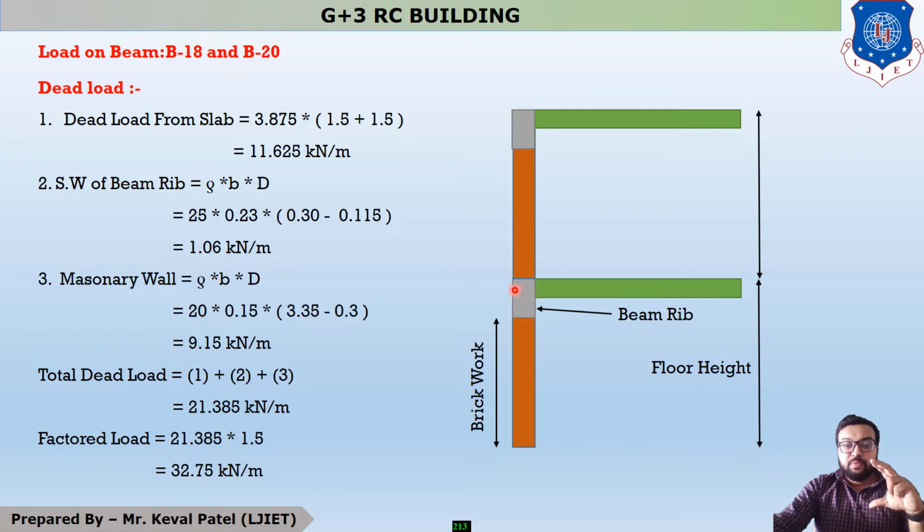So our beam rib means luttock portion is 0.3 minus 0.115. So students, after putting all this value, we have to calculate that your self weight of beam rib is 1.06 kilonewton per meter, and our last load, third load, is masonry wall load. So the equation of masonry wall load is rho into B into capital D. Now masonry wall load, it means brick wall load, so the density of brick is 20.